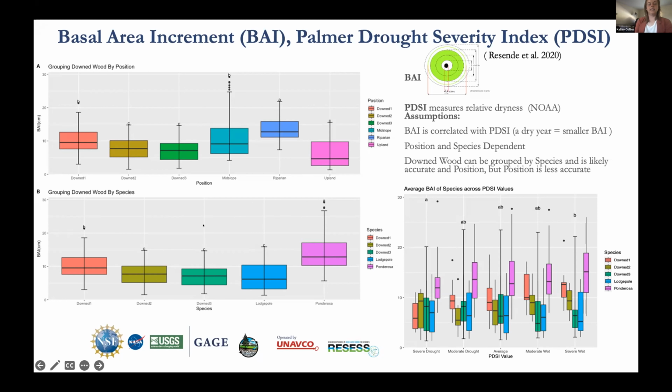However, when looking at species, it was more accurate when trying to group by BAI. As you can see, down 2 and down 3 group with the lodgepole, which is more accurate. And then, so overall, our conclusions were, it is possible to map by BAI downed wood positions, although it's more likely to be more accurate with species than position.